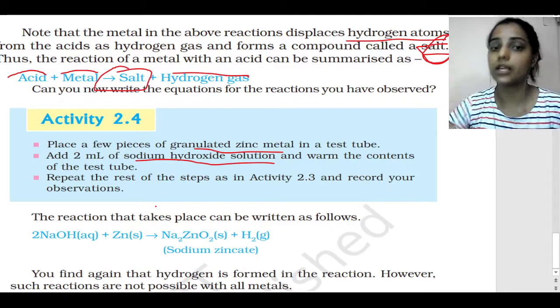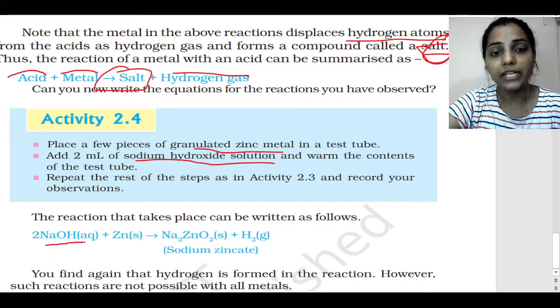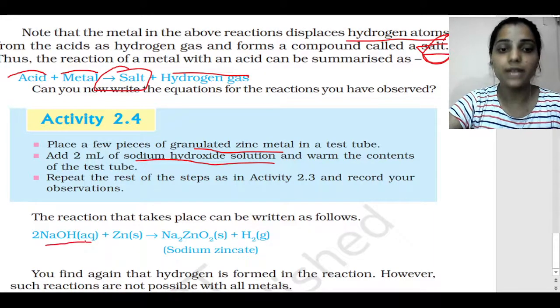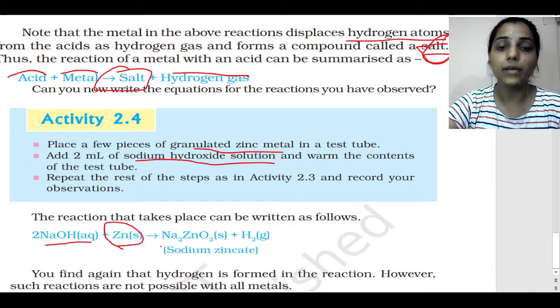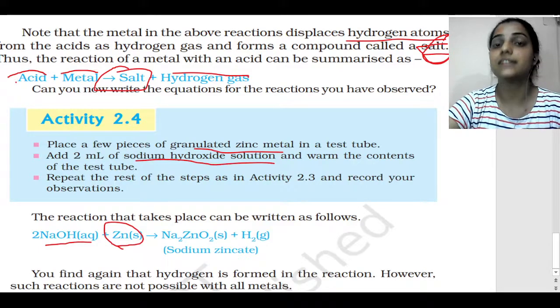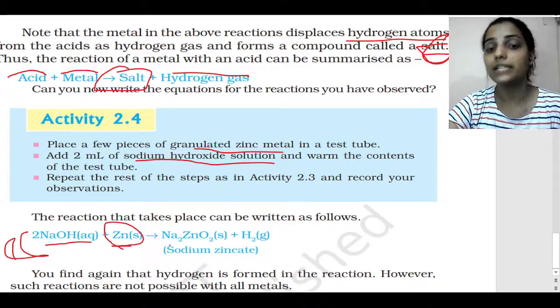This is all the theory, and now what actually happens is, see, I have taken NaOH, sodium hydroxide, and zinc granules. On the product side, this is a base. Before, we did it with an acid, that is sulfuric acid. Now we are doing it with a base. This is actually a base, right, students? So if I take any base and react it with the metal, again I'll get salt.